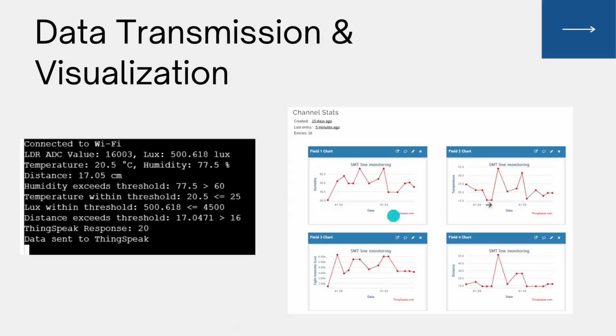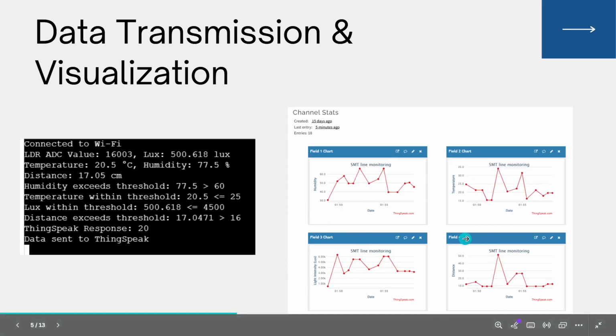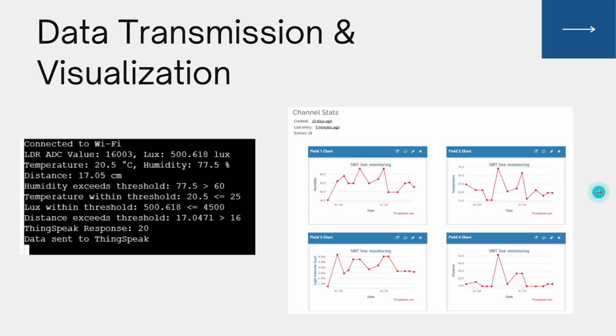Moving further, this is the dashboard result of my ThingSpeak channel. As you can see here, I have 4 fields: humidity, temperature, light intensity, and distance. All are shown in a line graph for easy interpretation.